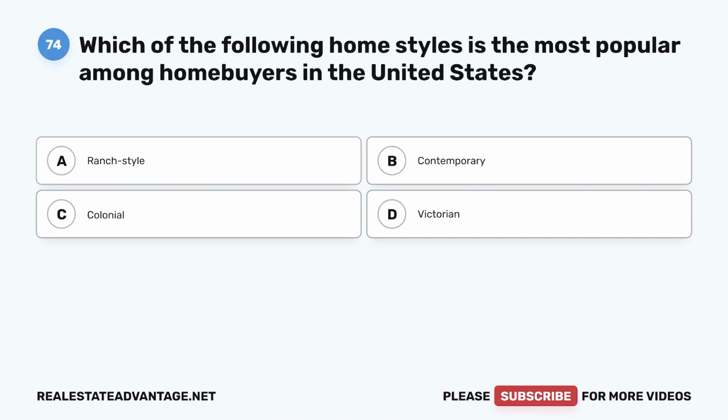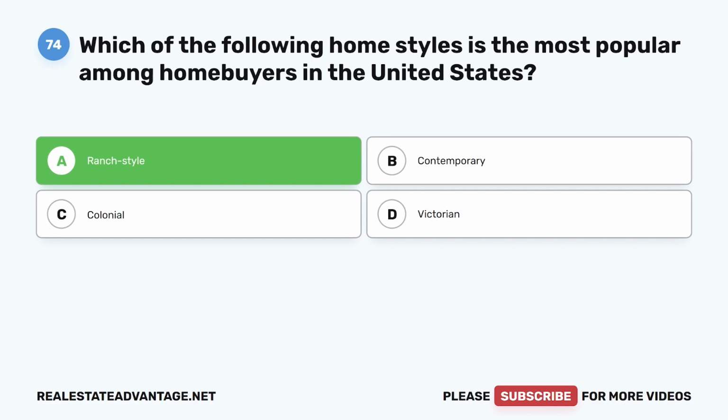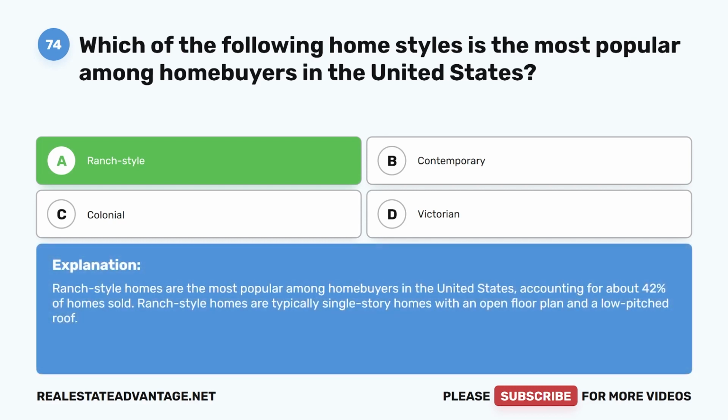Question 74. Which of the following home styles is the most popular among homebuyers in the United States? A. Ranch style. B. Contemporary. C. Colonial. D. Victorian. The correct answer is A. Ranch style. Ranch-style homes are the most popular among homebuyers in the United States, accounting for about 42% of homes sold. Ranch-style homes are typically single-story homes with an open floor plan and a low-pitched roof.